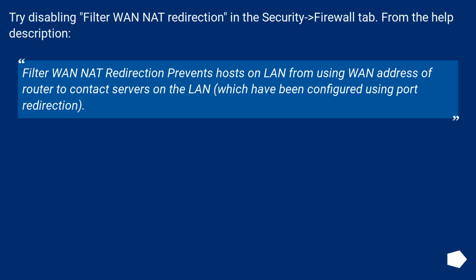Try disabling "Filter WAN NAT Redirection" in the Security and Firewall tab. From the help description: Filter WAN NAT redirection prevents hosts on the LAN from using the WAN address of the router to contact servers on the LAN which have been configured using port redirection.